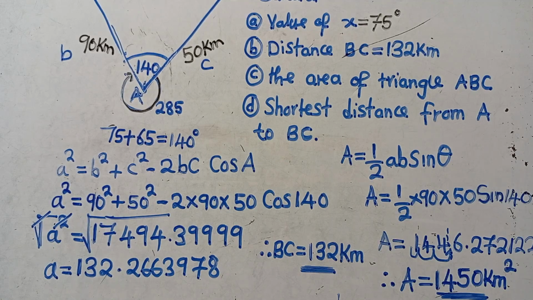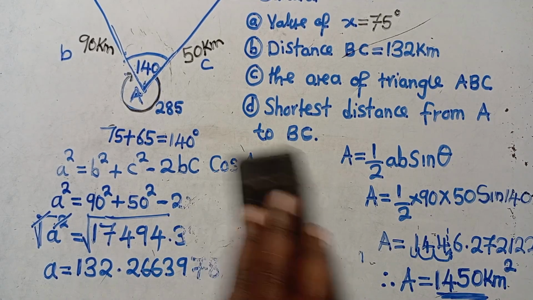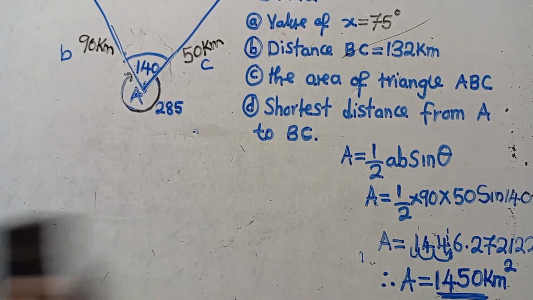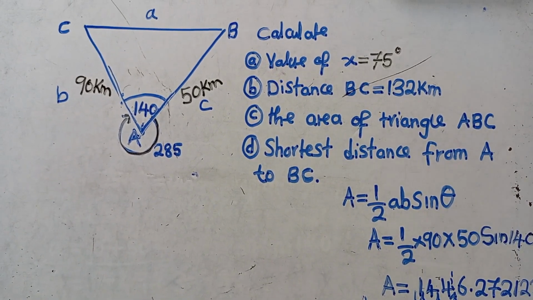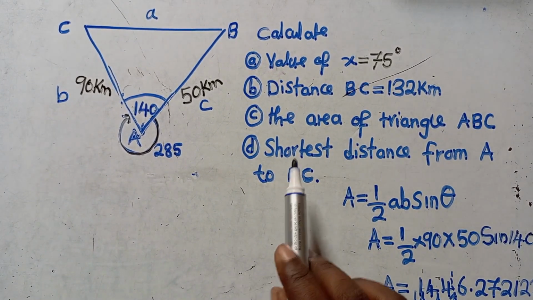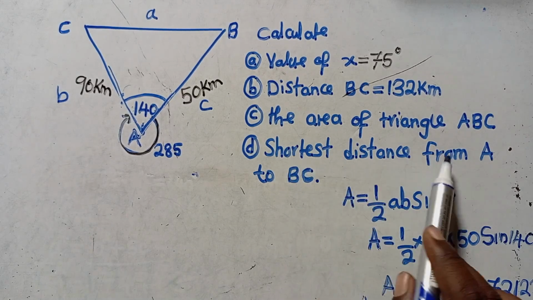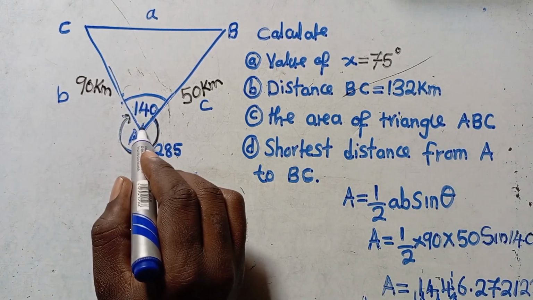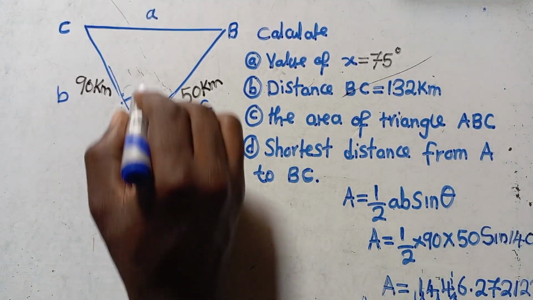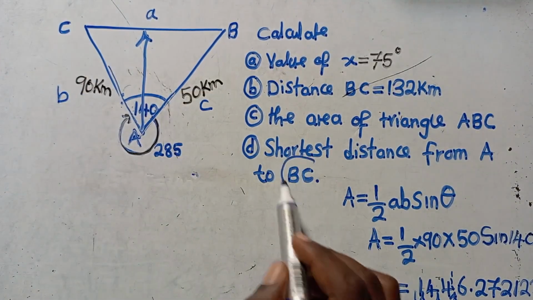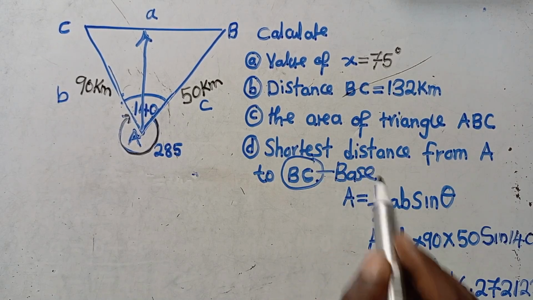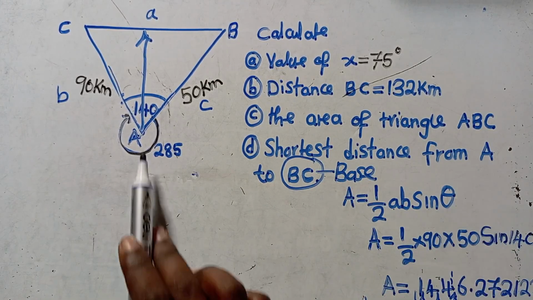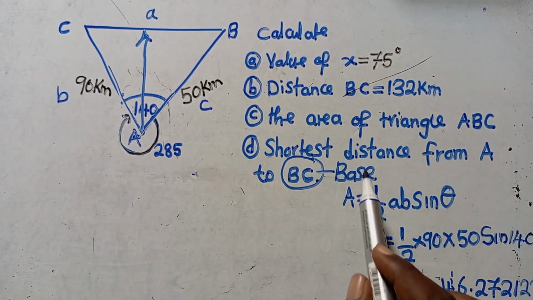Let us now go to the last question. So in this last question, what are we told? We are told to calculate the shortest distance from A. So we are coming from A to BC. This one that is given, BC, just know that that is the base. So from A, you are coming to BC, that is the base.